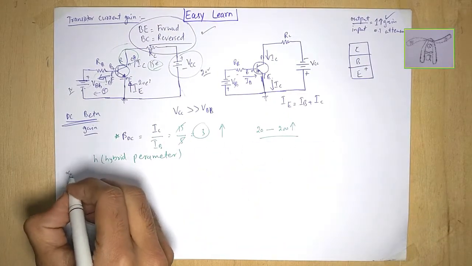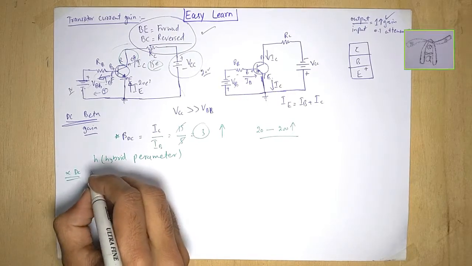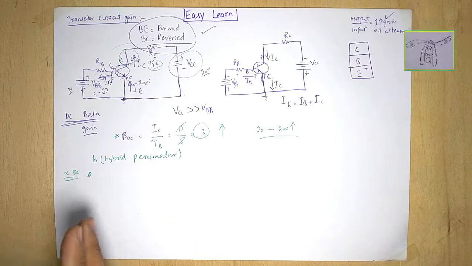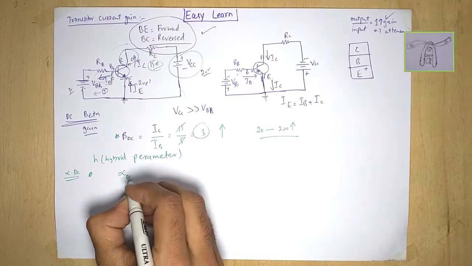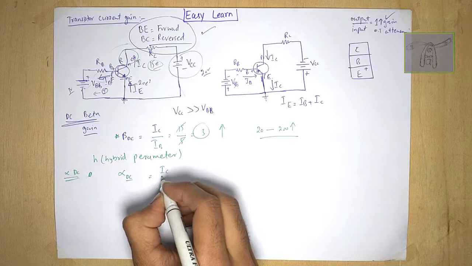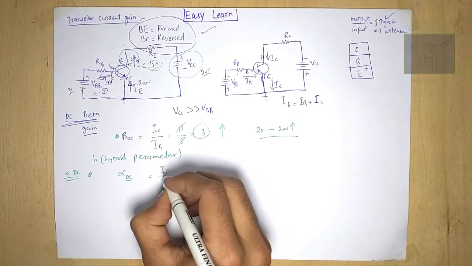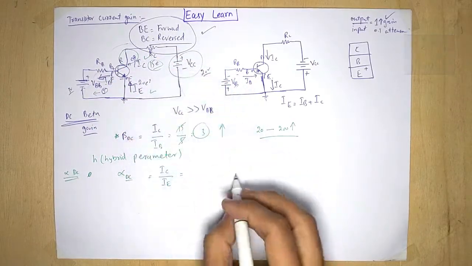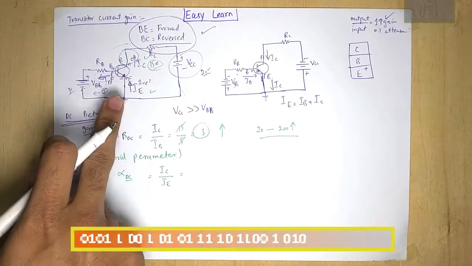There is another parameter that is called alpha DC. Alpha DC is the ratio of collector current divided by emitter current. IC, that is here, this is IC, divided by IE. So IC is always less than IE.